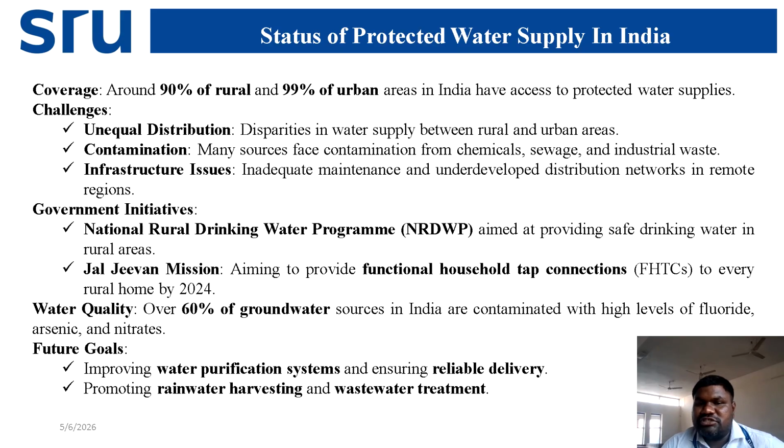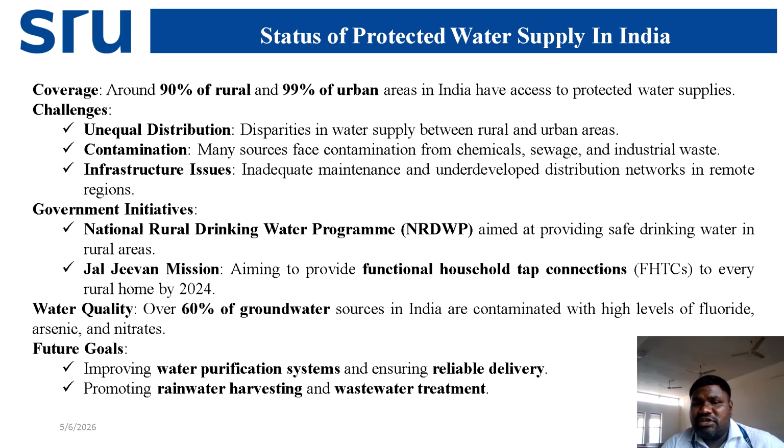Then coming to contamination. Many sources face contamination, maybe lakes, rivers, even aquifers also face contamination. Why? Nowadays we are using more chemicals, maybe synthetic fertilizers in agricultural fields, and also sewage, the wastewater coming from our bathrooms and kitchens, is disposed into water bodies, and wastewater from industries is mixing with the lakes and rivers. Those freshwater bodies also will be contaminated. That is one of the challenges.